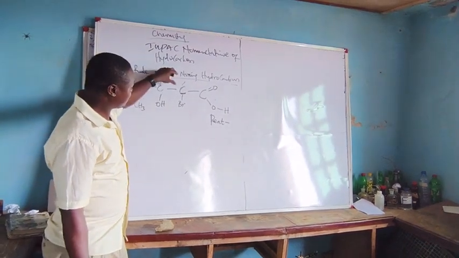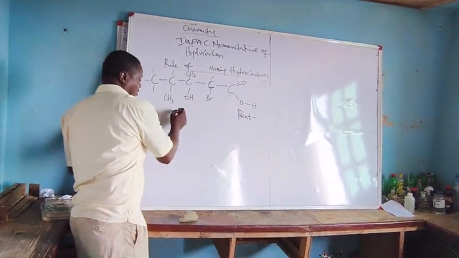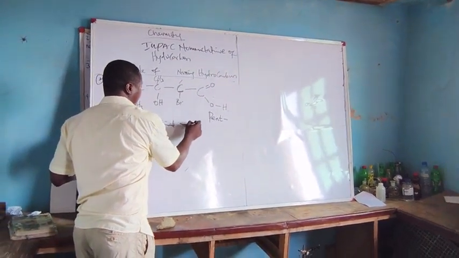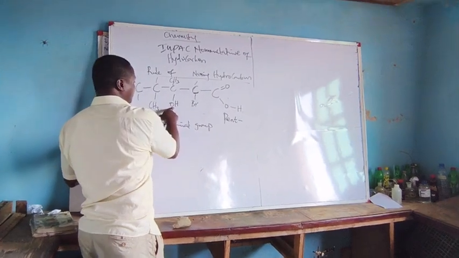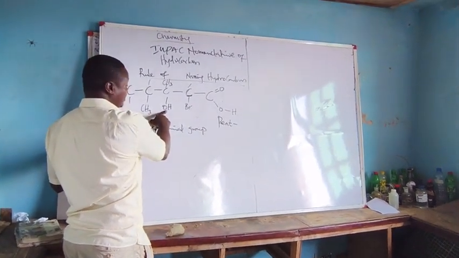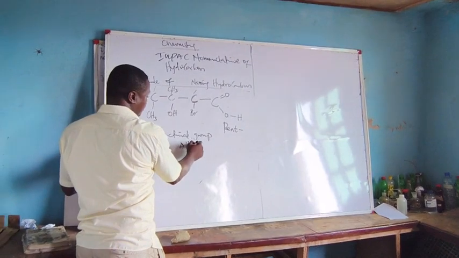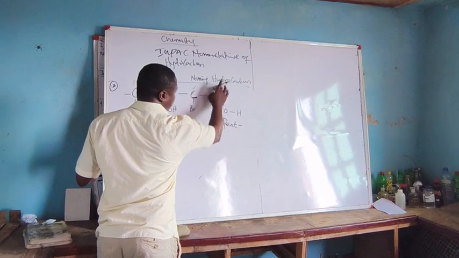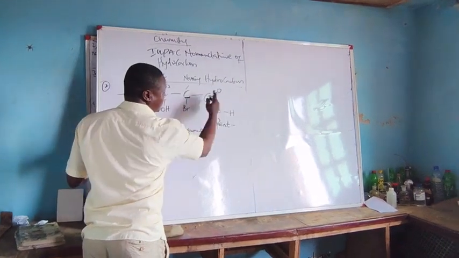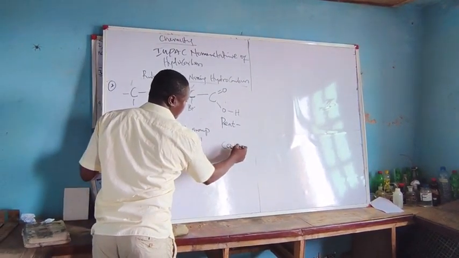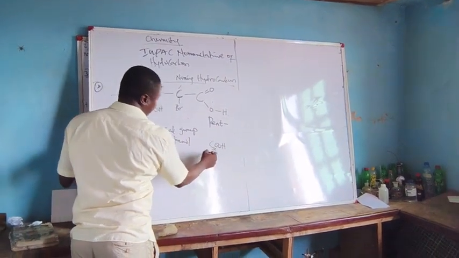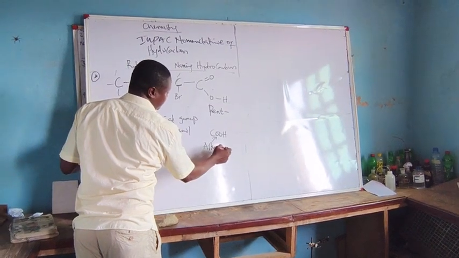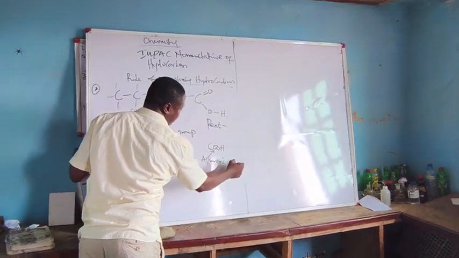Under nomenclature, we have another term called functional group. The OH is used to identify a certain homologous series, which are alkanols. And we also have another functional group, which is this part. When condensed, we have COOH. This functional group identifies another family of organic compounds, which is alkanoic acid.